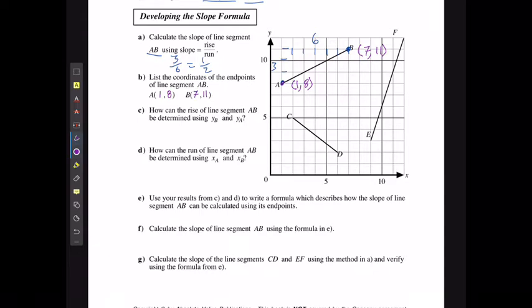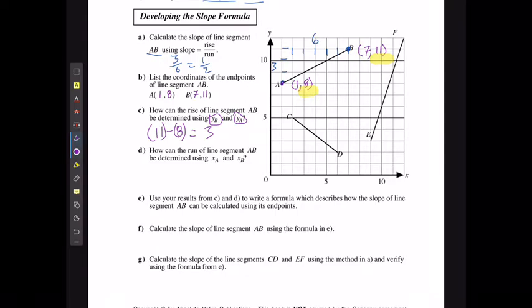How can the rise of the line segment AB be determined using the y value at B and the y value at A? Well, to move from the y value at A to the y value at B, I'm just taking the difference between the two of them. So I'm just going to say it's going to be 11 minus 8. Here's the y value at B, there's the y value at A, which we can see here and here. And that's going to give me a difference of 3.